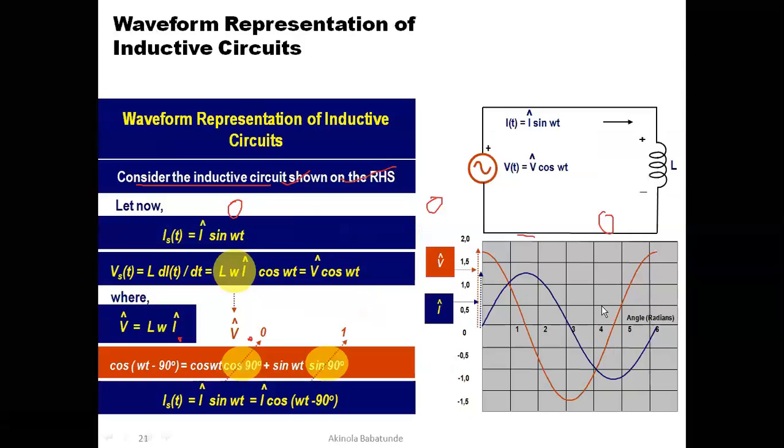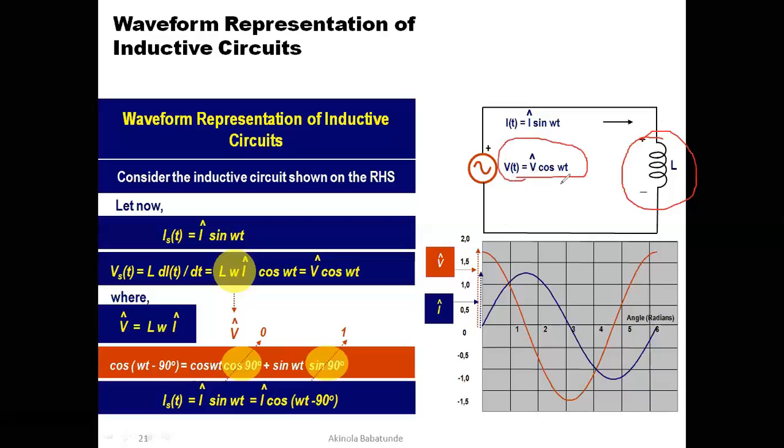Let's quickly go ahead. Now we will talk about the waveform representation for inductive circuits. So let's quickly look at what that looks like. On the right hand side here, what you will see is a simple inductive circuit. You can see we have replaced the resistor with an inductor. Our voltage remains V of T equal to V cos WT. Now the current is going to be I sin WT.